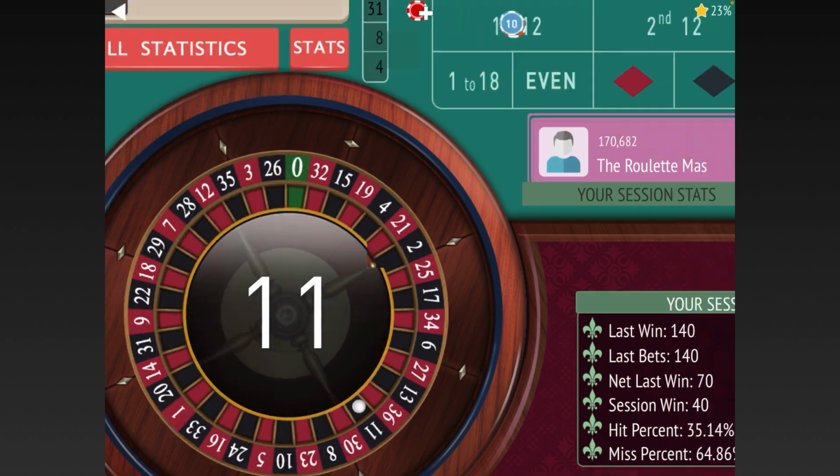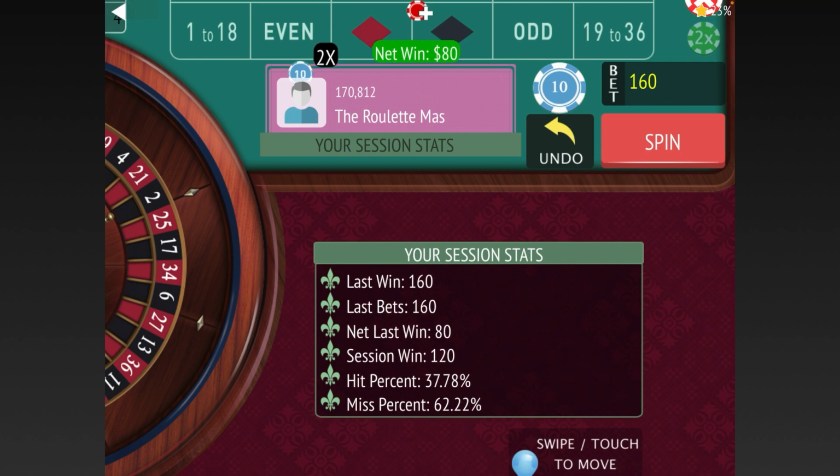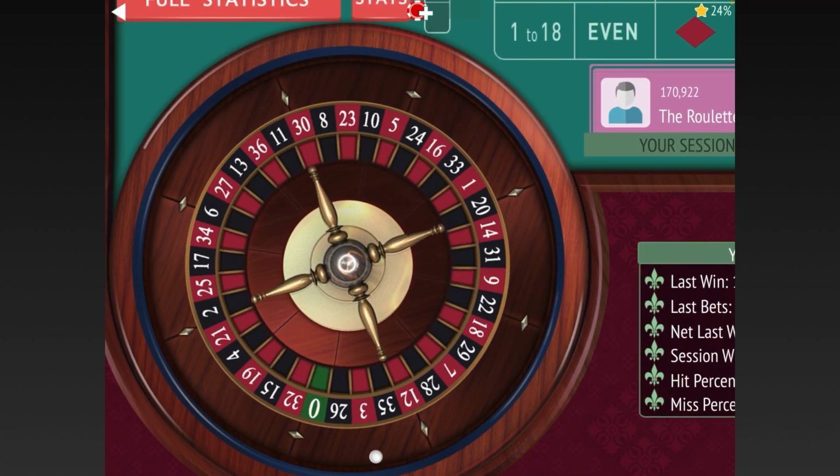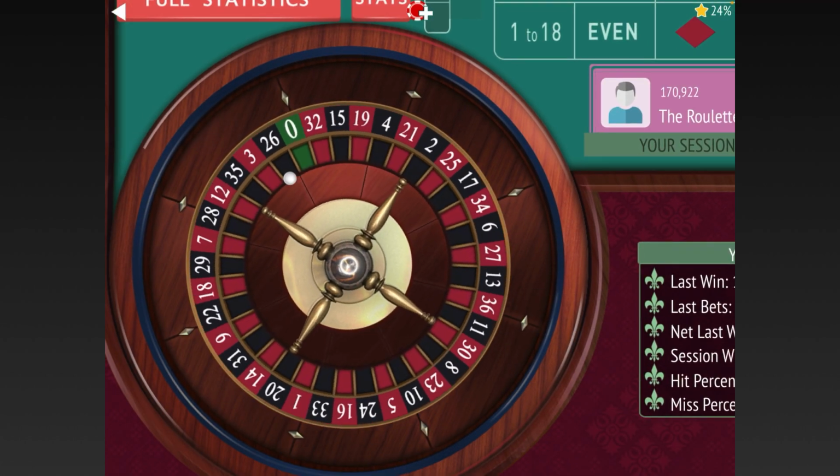Okay, I think we got it, and now we're back in session profit. So now we're up 120, so that's important to remember. And let's go ahead and spin without betting now. So we have 3 numbers to bet against on this next 3.